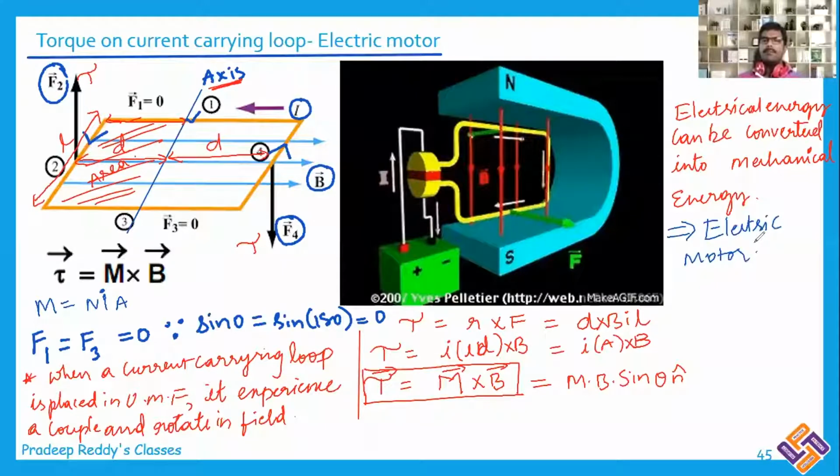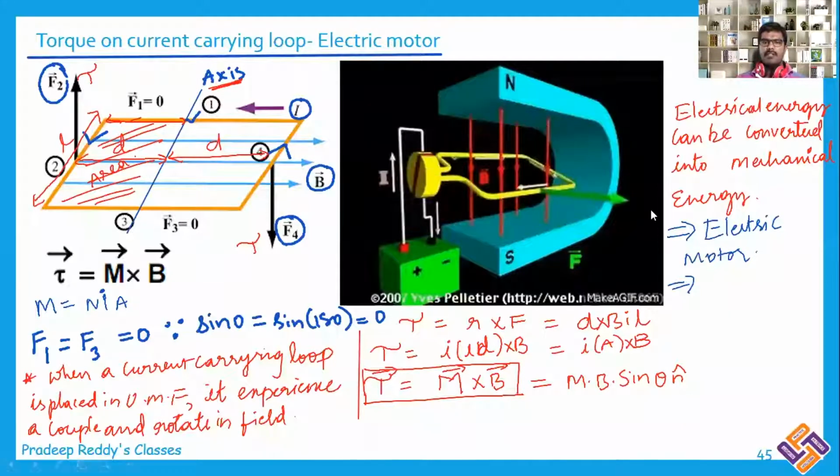Okay, the principle of constructing an electric motor is the conversion of electrical energy into mechanical energy. When you place a current carrying conductor in an external magnetic field, it will undergo rotation, and due to that rotation, mechanical energy is produced. You can clearly understand that in the animation provided here. Once you see the animation, you will have a clear-cut idea.